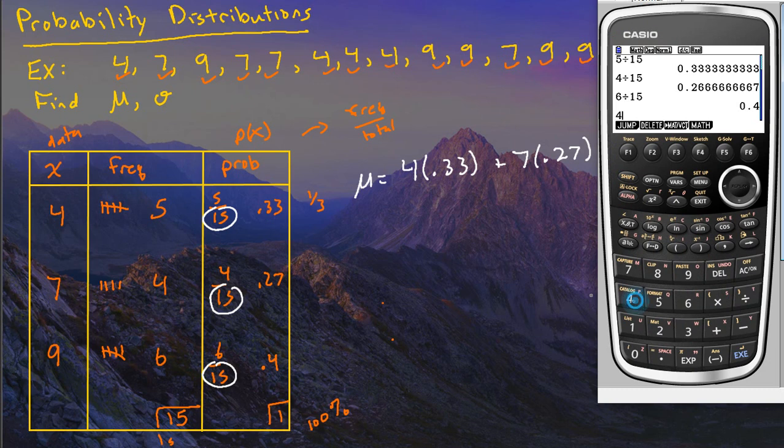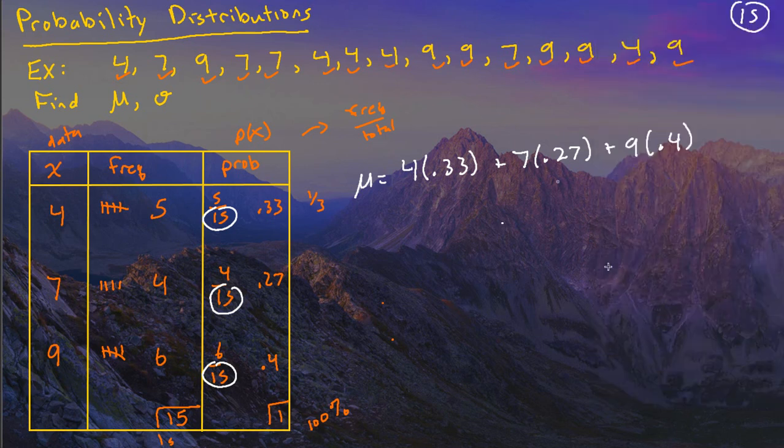So let's go ahead and put this in. 4 times 0.33 plus 7 times 0.27 plus 9 times 0.4. And that gives us our mean of 6.81.